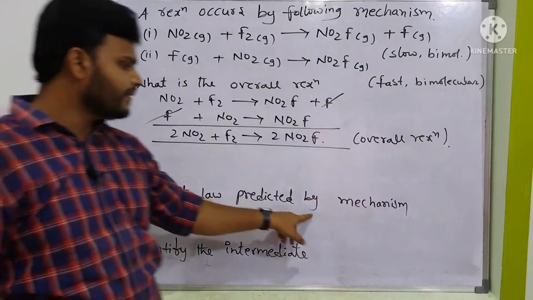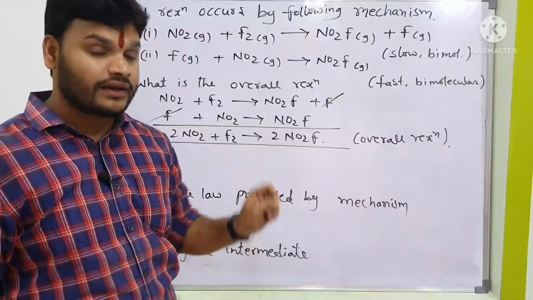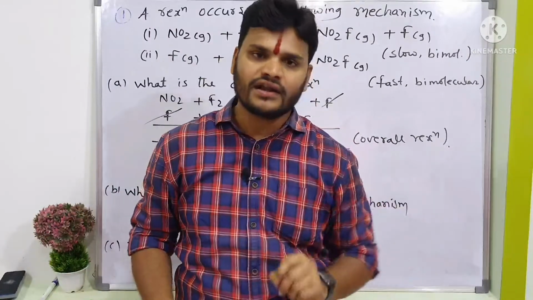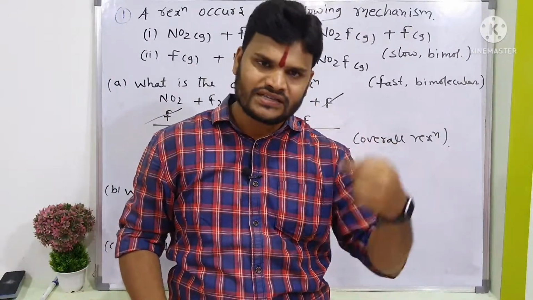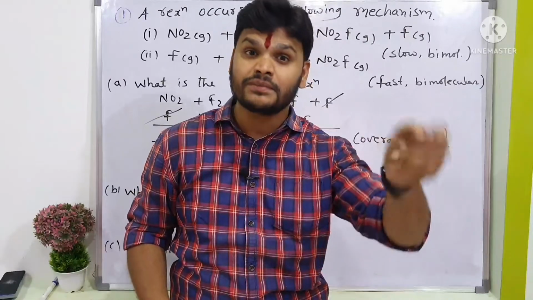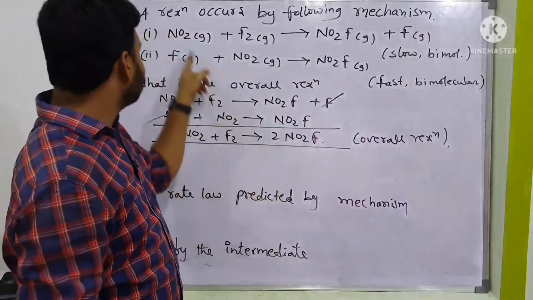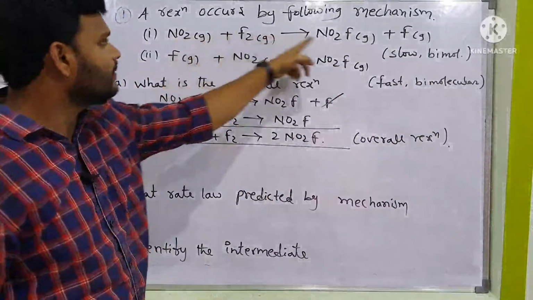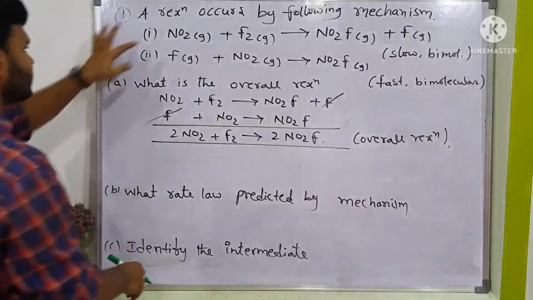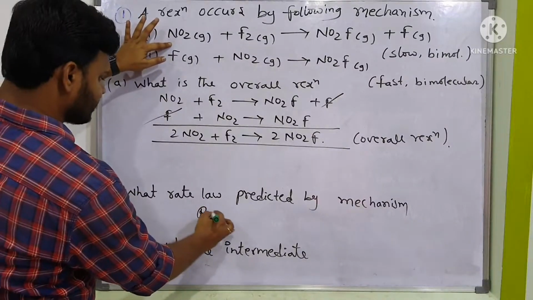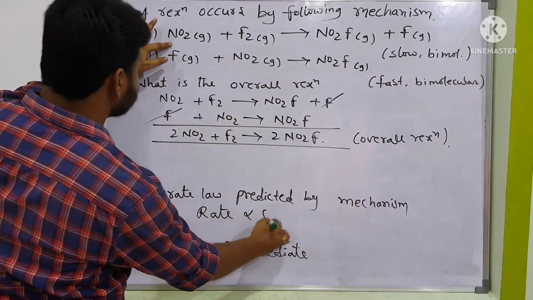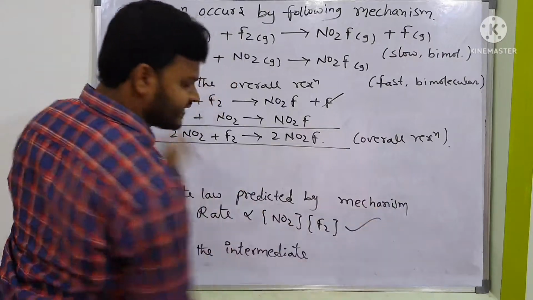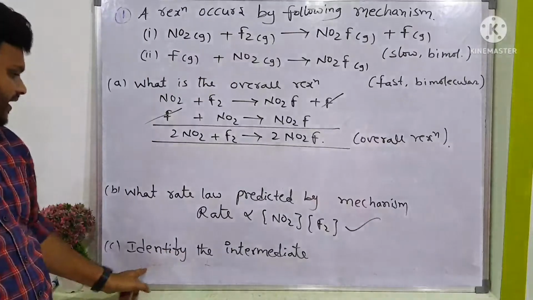What rate law is predicted by the mechanism? Rate law is nothing but the slowest step. What is RDS? Rate determining step. What is rate determining step? The slowest step in the mechanism. So the data is already given, the slow step is nothing but the first step. So we have to write the rate law. So rate is directly proportional to [NO2][F2]. That's it.